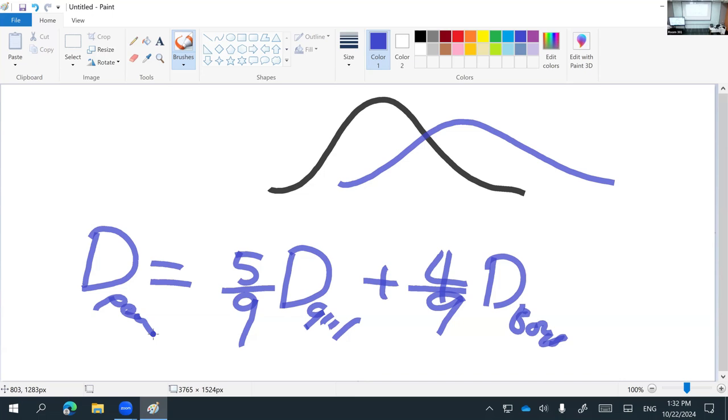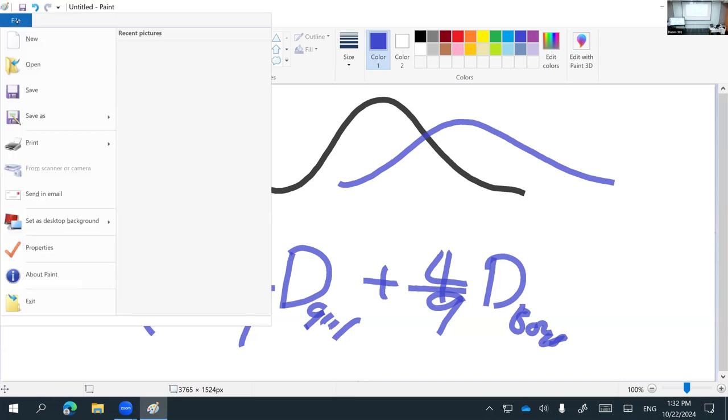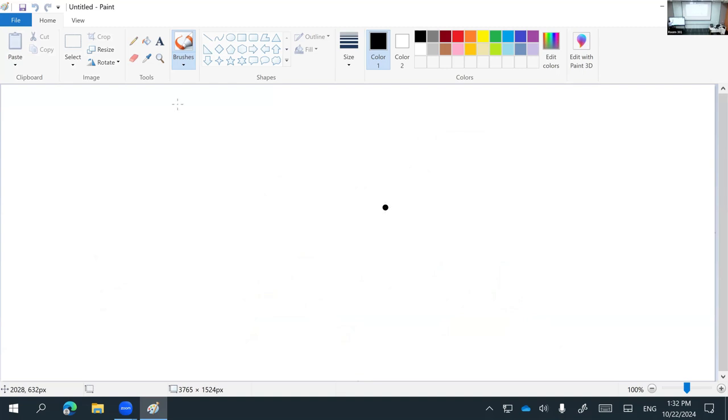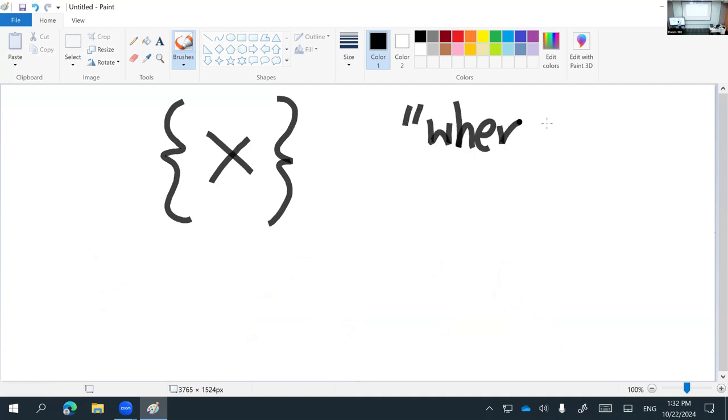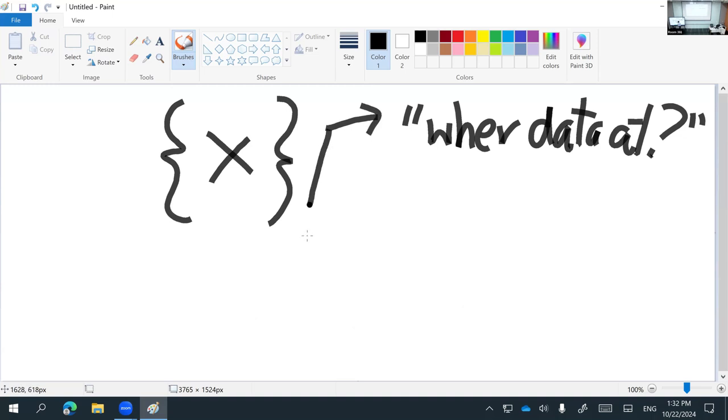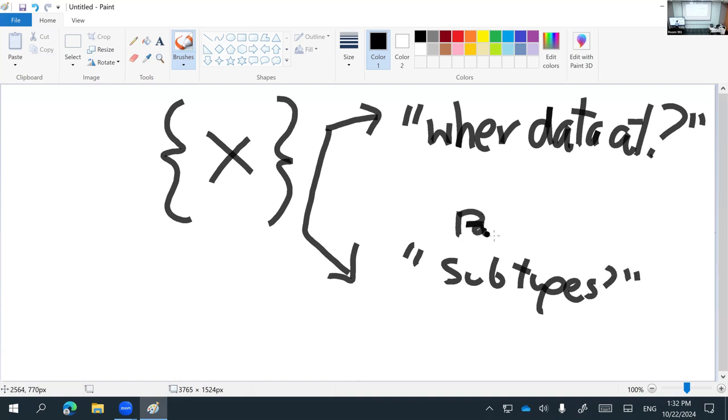So in other words, traditional statistics is asking the question, where is the data at? Where are they? That's traditional statistics, right? Whereas in what we are going to do today, which is unsupervised learning, the question would be, hey, subtype: can you partition the data into subtypes?